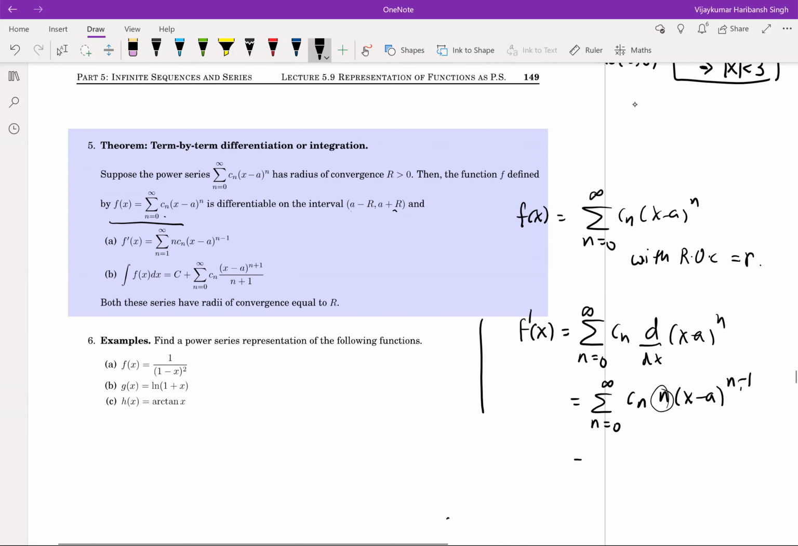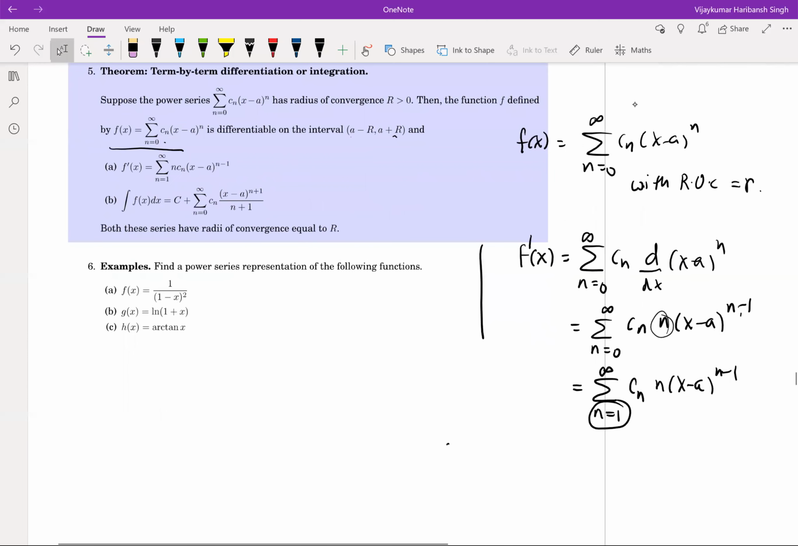So the proper way to write this is n equals 1 to infinity, because the 0 term is going to be 0 as well. So we have c_n times n times (x minus a) to the power n minus 1. You should start with n equals 1.